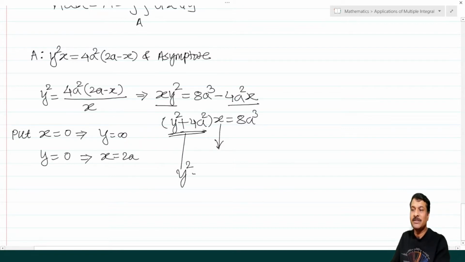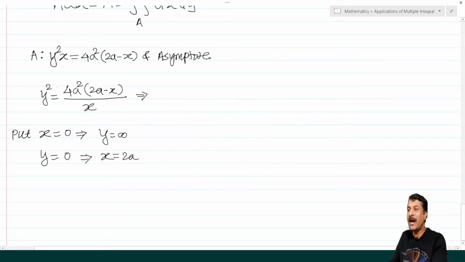If we put this equal to 0, which is not possible, why? Because y square would be negative, which is not possible. Then what is the highest power in y? The highest power in y is y square, and what is the coefficient of y square? It is x, so x equal to 0 is the asymptote, and this also gives the asymptote because here y is infinity. So that curve is definitely such that x equal to 0, the y-axis, is the asymptote, and it passes through x equal to 2a.